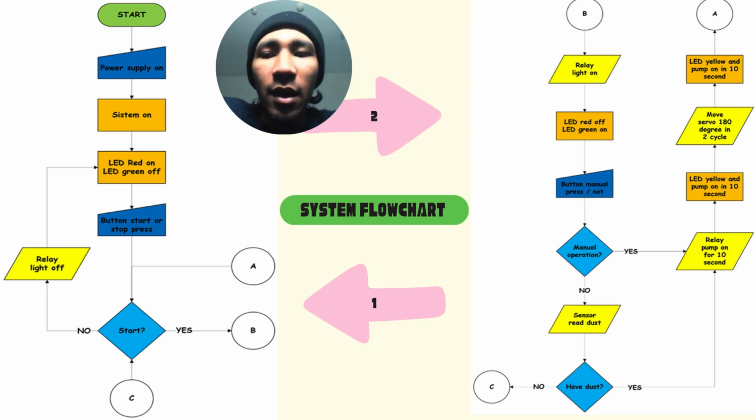Okay. As you can see, option A represents work manually, option B represents work by sensor, but if the relay light is off and LED red on, LED green off, it means that there is an error.